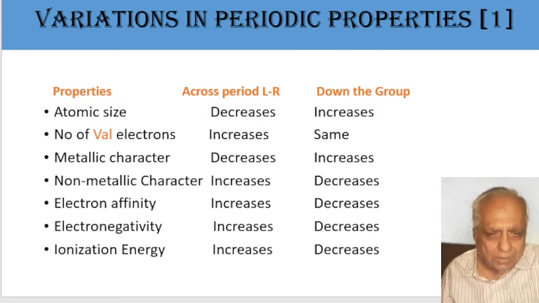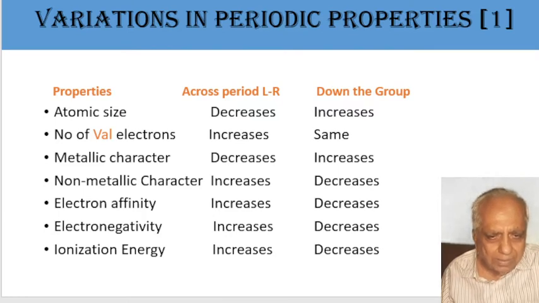In between group 3 to group 12, the number of valence electrons will remain 2. Is it alright? So the number of valence electrons increases along the period. But when we go down the group, whichever is the group number, that is the number of valence electrons. So valence electrons would remain the same.